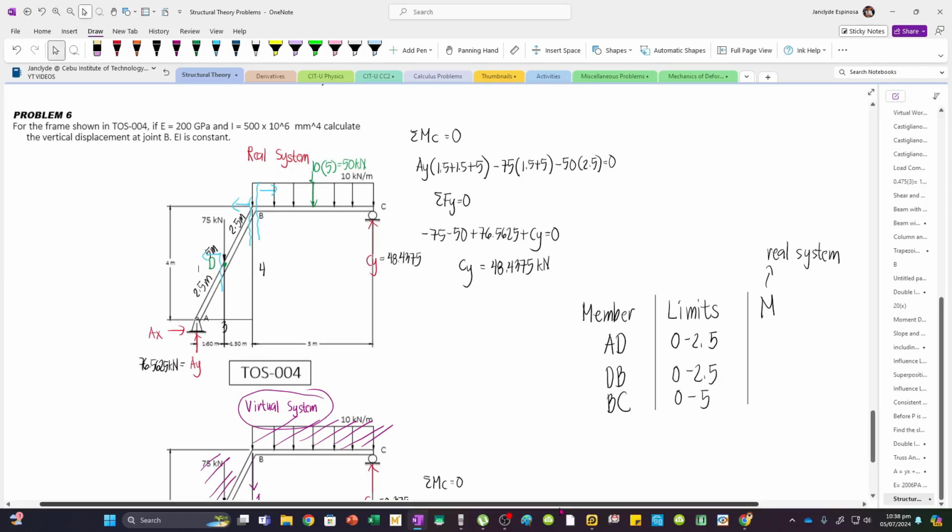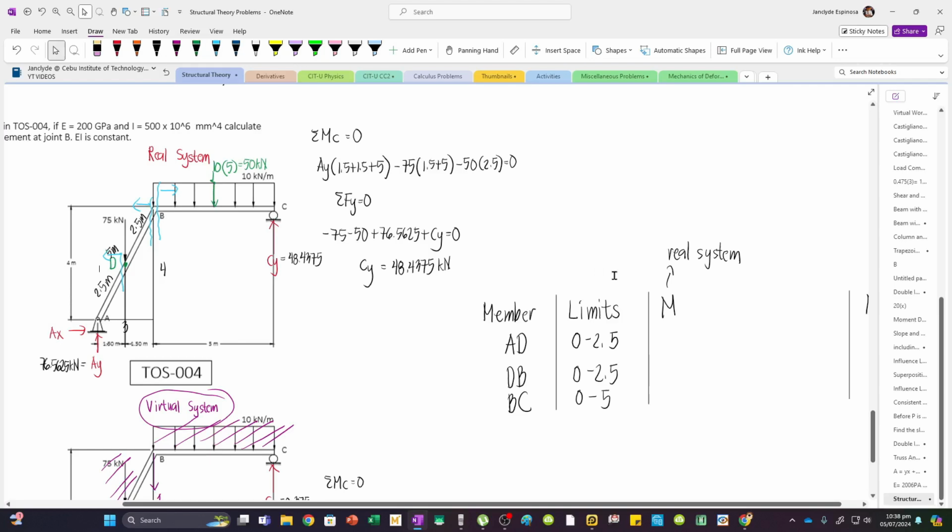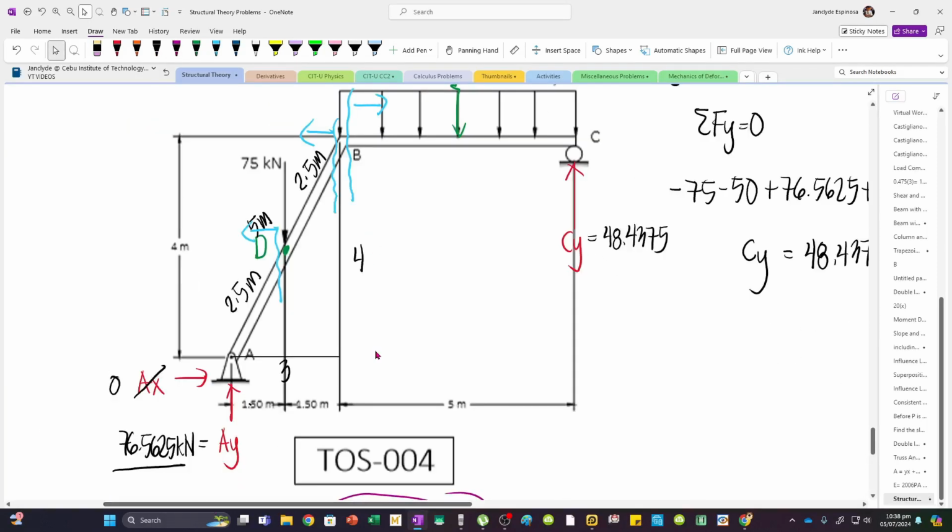So now, I'm going to form the moment equation of the real system. Now, by the way, AX is just 0 because we don't have any horizontal loads. So, forming the moment, we have 76.5625, the reaction at A, and then I have to multiply this by the moment arm going to the cut. Now, if you zoom in, the moment is a perpendicular distance. So, we're not going to use X parallel to the length of the member. The value of X must be from this point toward the cut.